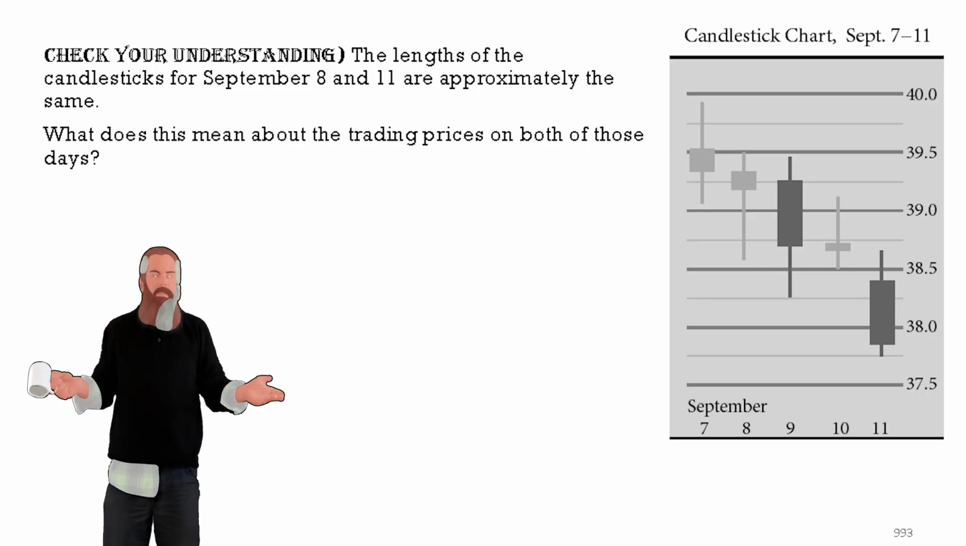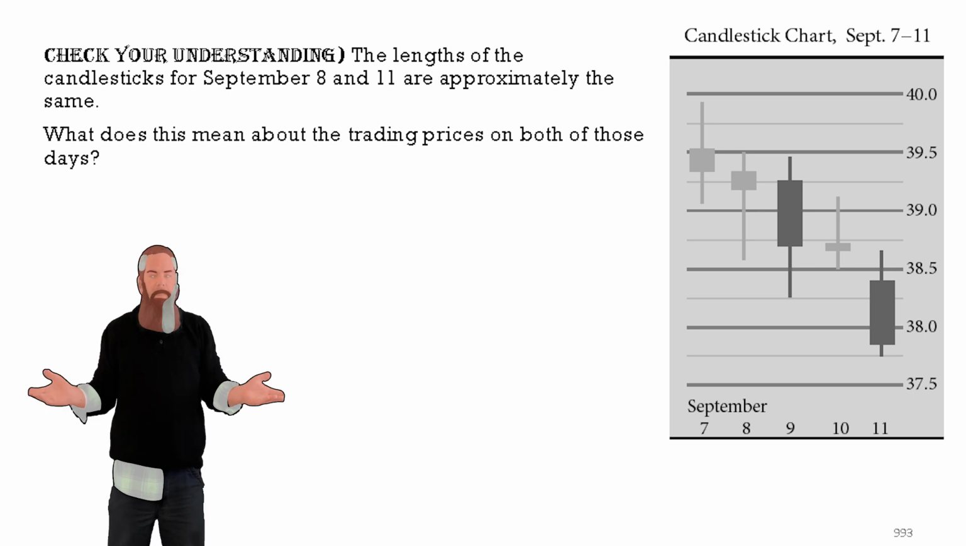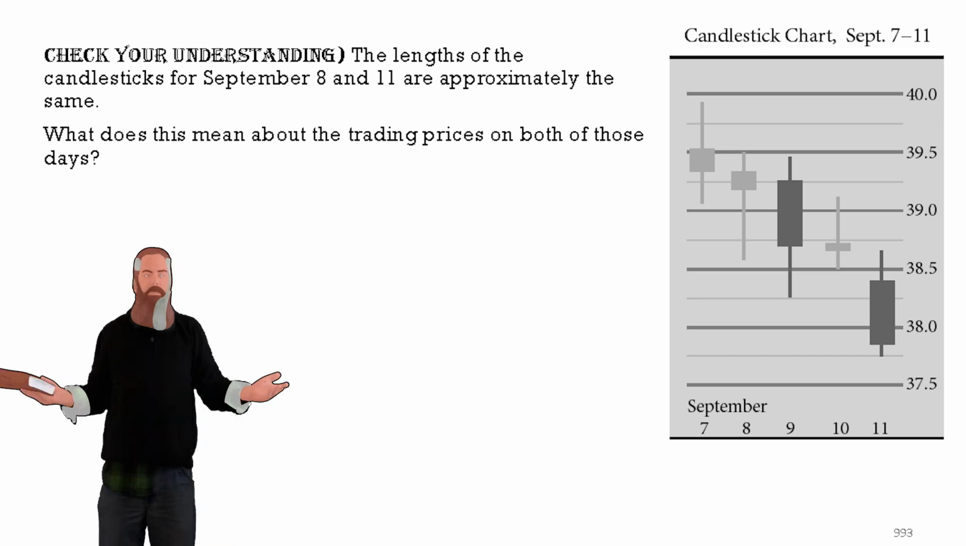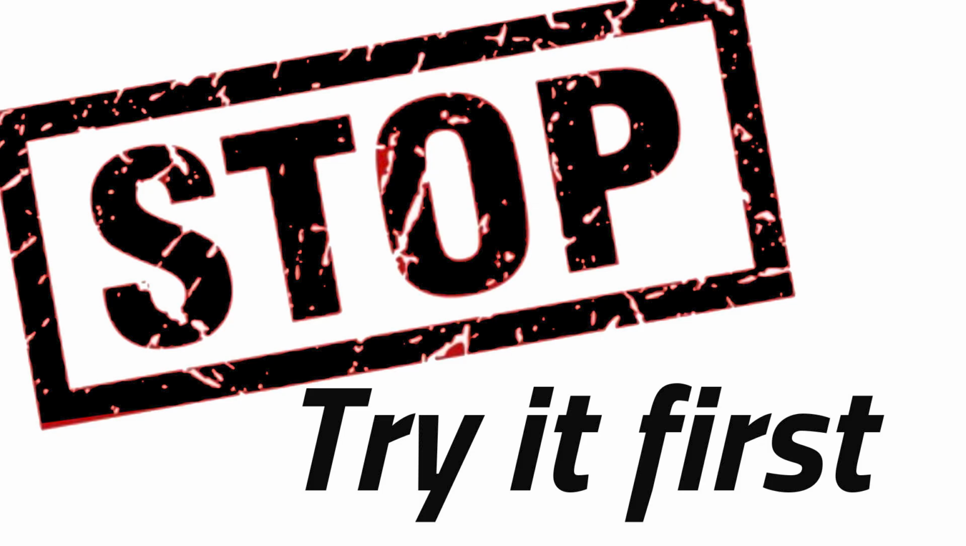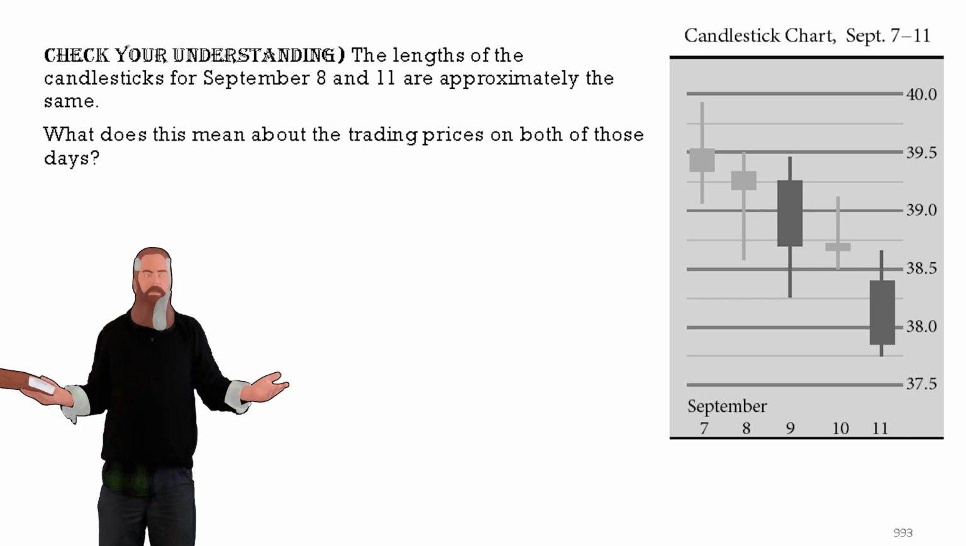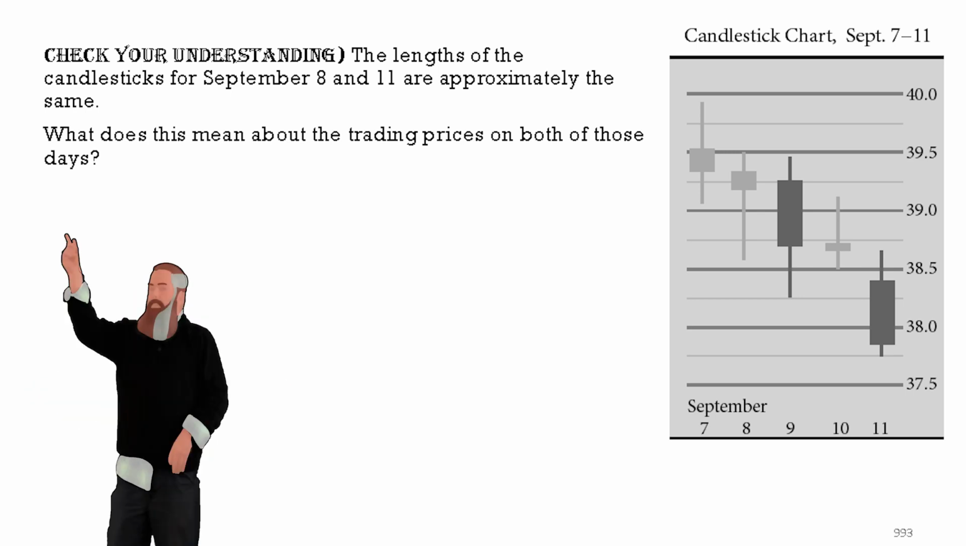The lengths of the candlesticks for September 8th and 11th are approximately the same. What does this mean about the trading prices of both of those days? It means that the difference between each day's high and low prices were about the same.